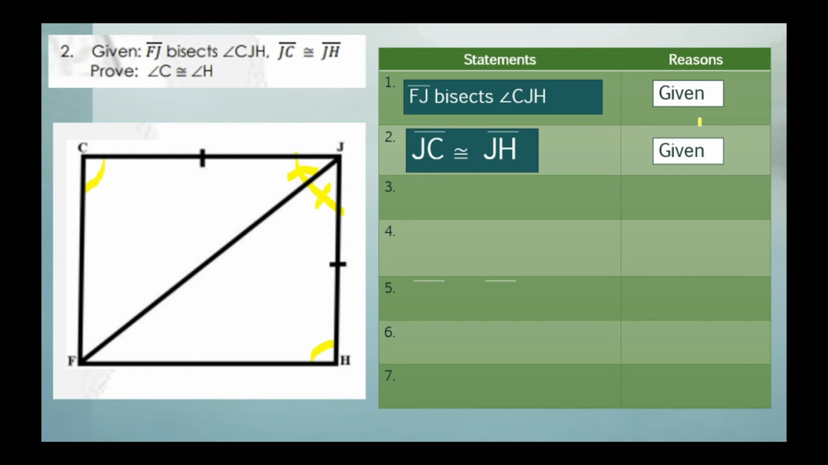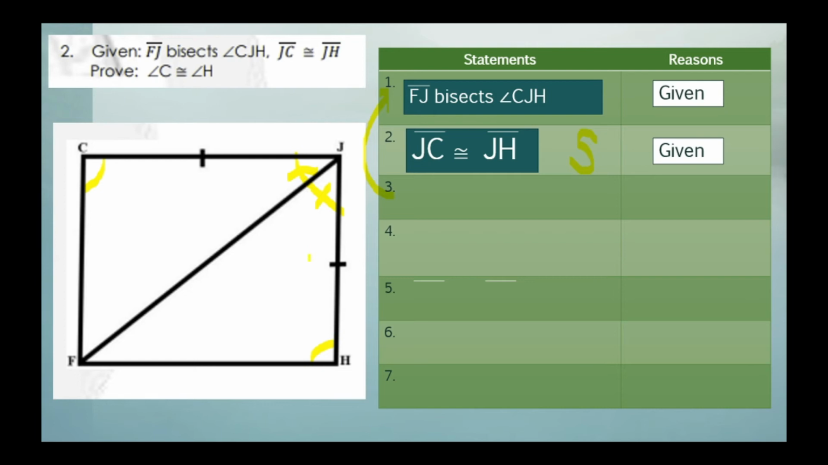Now, for our statement number 3, since in our statement, isa pa lang yung napuprove natin congruent. That is statement number 2, yan ay side. So, dahil S pa lang yan, kulang pa tayo ng mga congruent parts. Okay? So, now, ano kaya ilalagay natin sa statement number 3? So, check natin yung statement 1. Tingnan nyo ha. Si segment FJ bisects angle CJH. So, kung binisect ni FJ si CJH, ibig sabihin, nagkaroon tayo ng 2 congruent angles.